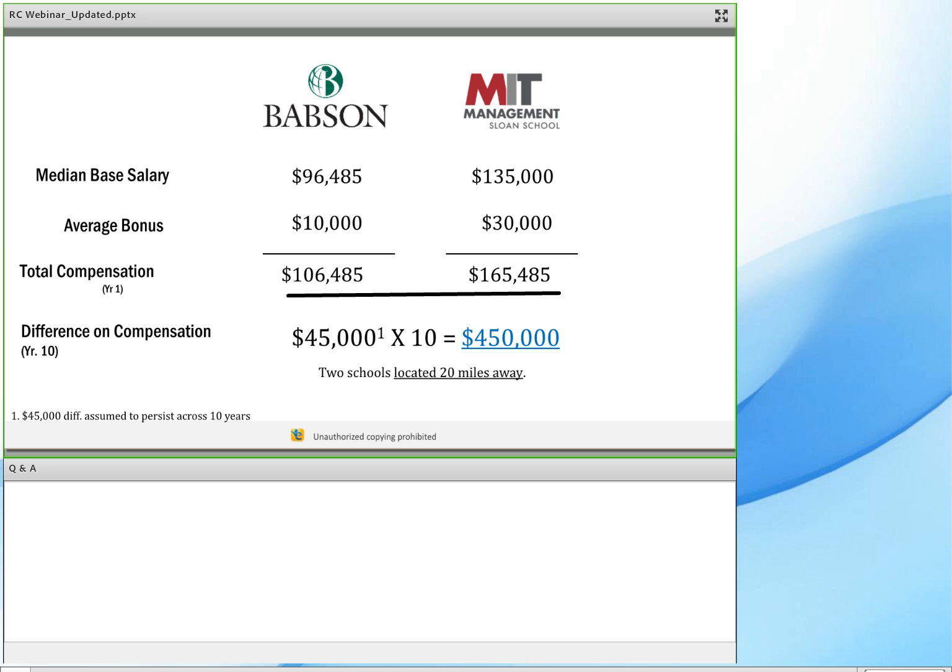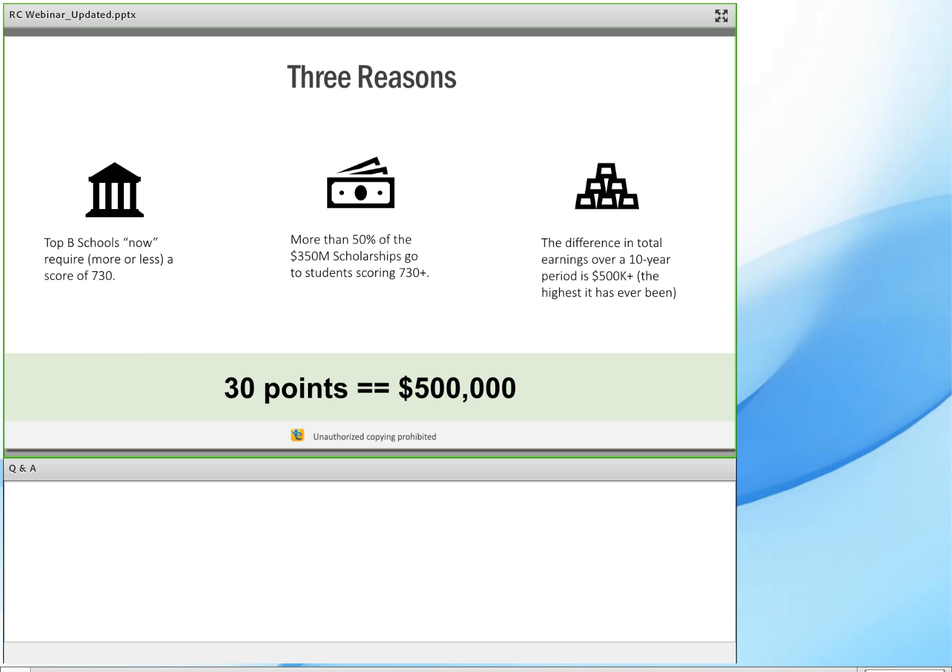So again, if you consider that delta on an annual basis to be about $45,000, because you don't get a bonus every year, it's about $450K over about 10 years. So those 3 reasons, 30 points could be worth $500,000.